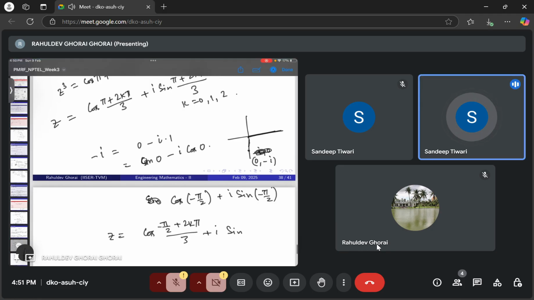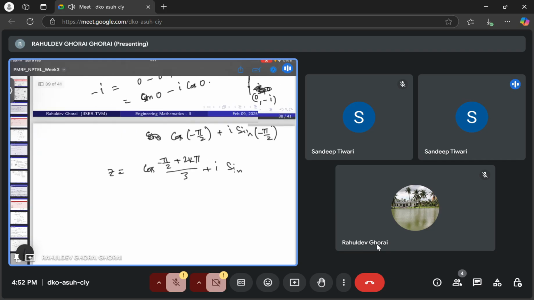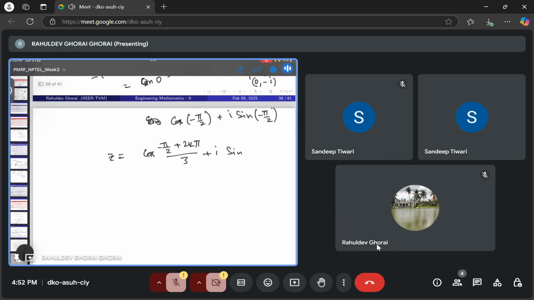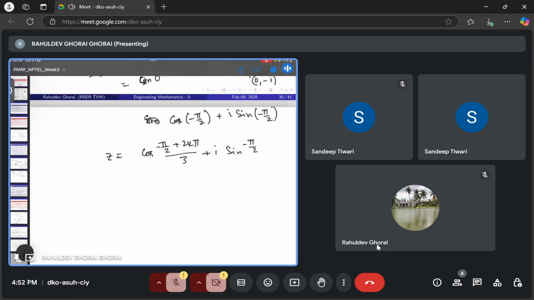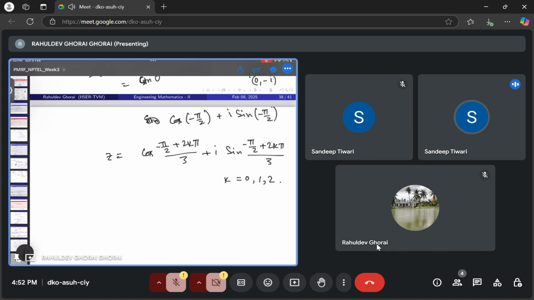Cos minus pi by 2 is 0, no? Why are you writing this? It does not matter, right? It is 0 also, but 2k pi is there. The first one will be 0. I mean sine minus pi by 2 plus 2k pi by 3, got it. 0, 1, 2, right?